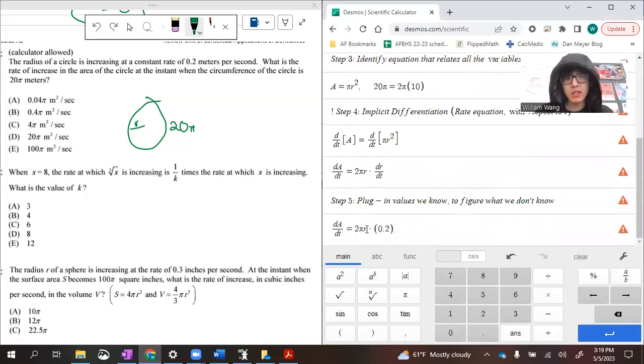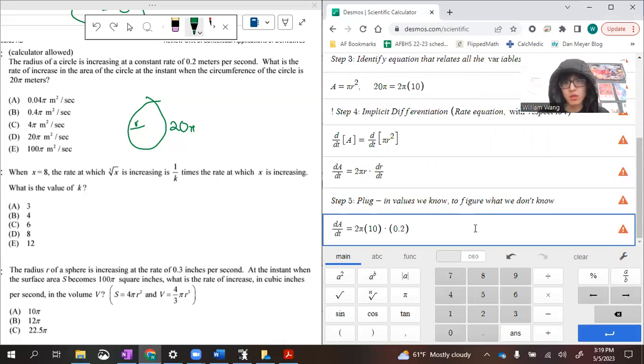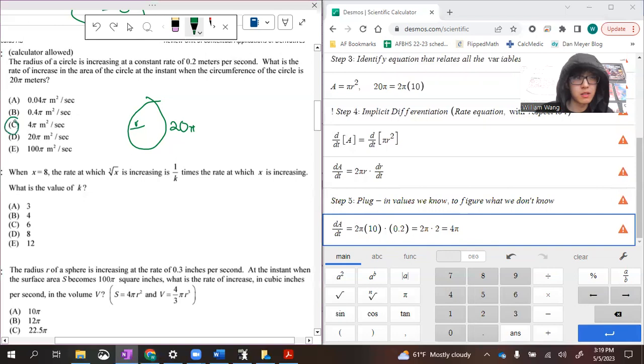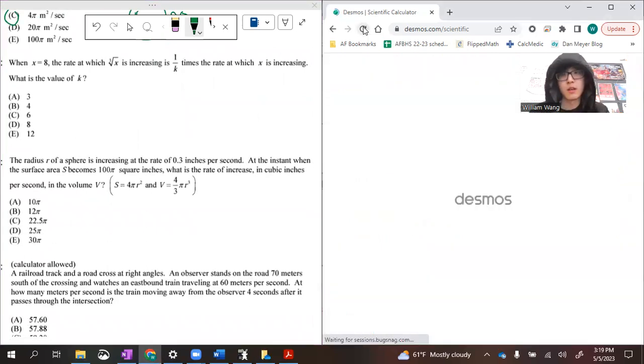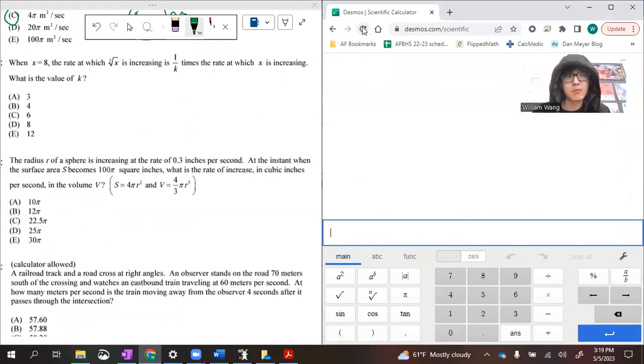This allows me to actually solve for my final answer because my radius is 10. So 2 pi times 10 times 0.2. Well, that's going to be 2 pi times 2, which is equal to 4 pi. Right? So my rate of change in my area is 4 pi. So my answer is going to be C. Hopefully that makes sense. All right. Next problem.